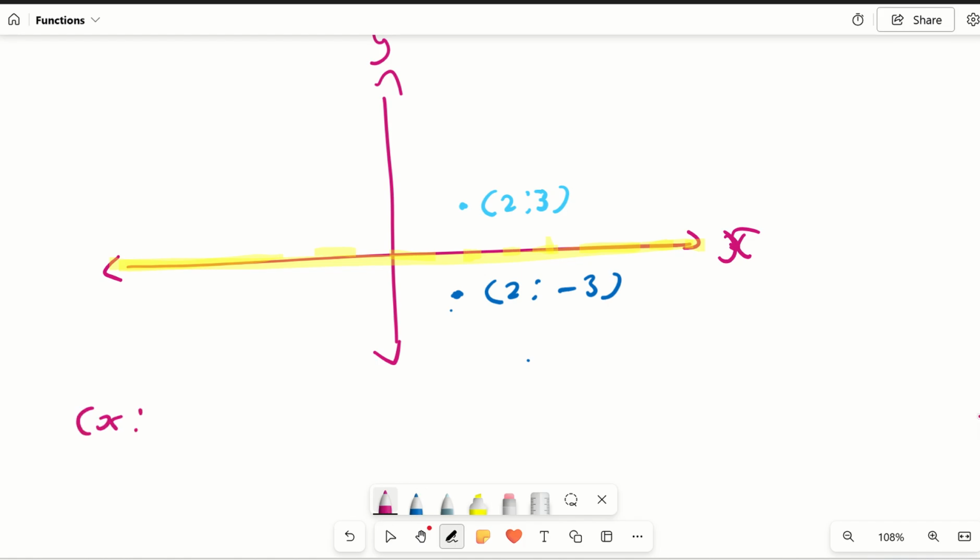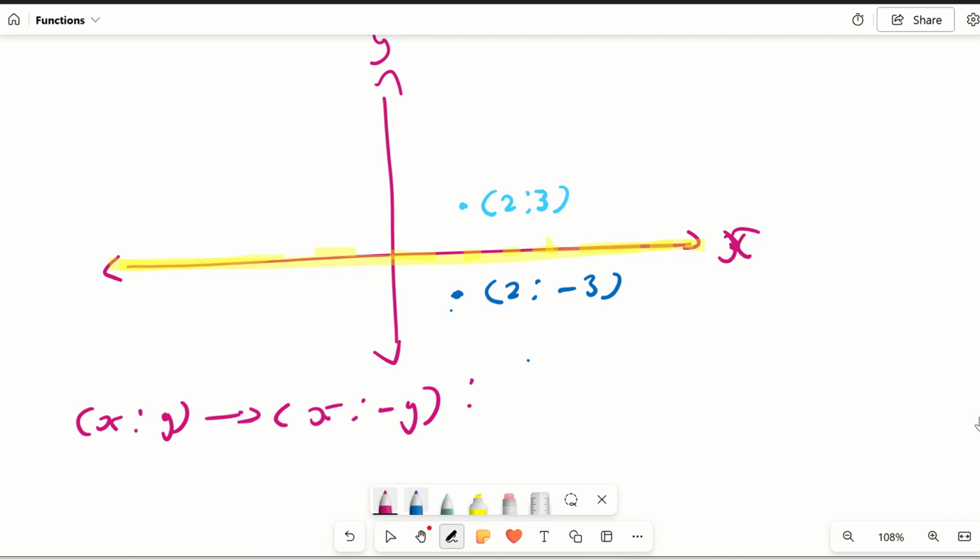When you reflect a point, its new coordinates become the same except for the y changing signs. Whether it moves from positive to negative or negative to positive, as long as everything else remains the same and the y sign changes, it means that you will have reflected through the x-axis.